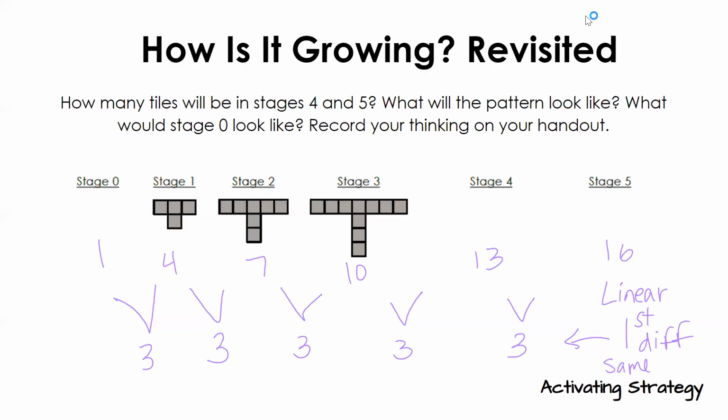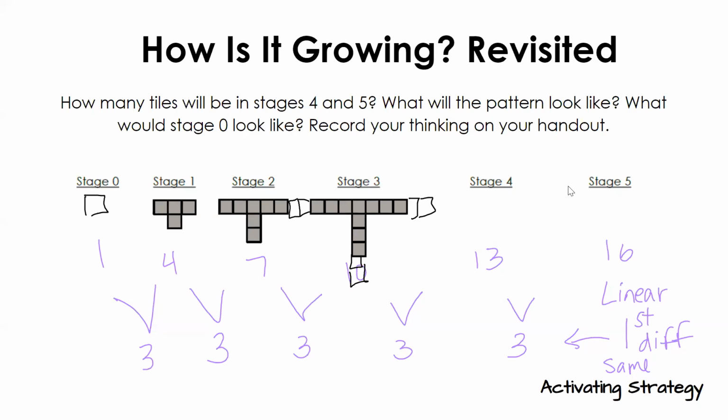Avery also said, it's Avery, right? Yeah. Avery also said he noticed the pattern because it was adding one to each side. So for instance, for stage four, we would have something that looks like this. And then for stage five, we would have something that looks like that. For stage zero, we would just have one tile. Okay. So if you're more of a visual person, that's fine. You can do it that way as well.